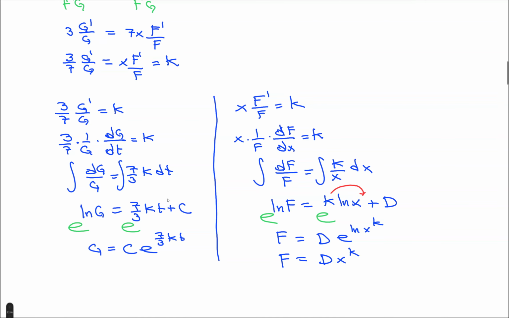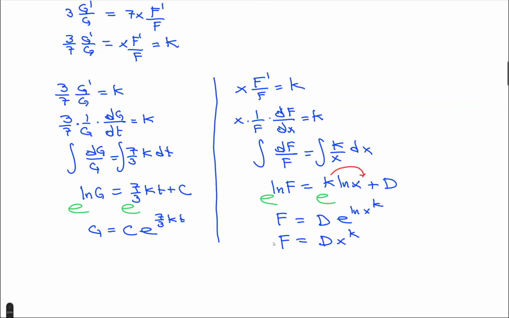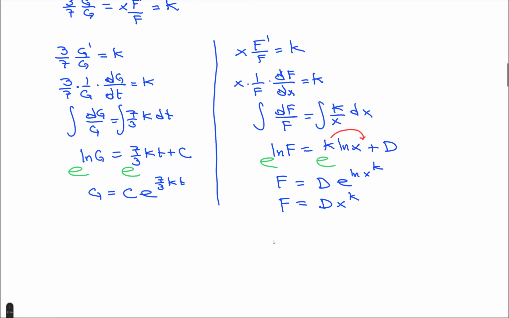And we just obtained the two functions that will form the general solution to the PDE. That is u of x, t equals big F of x, big G of t equals d x to the k times, actually I'm going to start with the time function first, C e to the 7 over 3 k t times d x to the k, right?